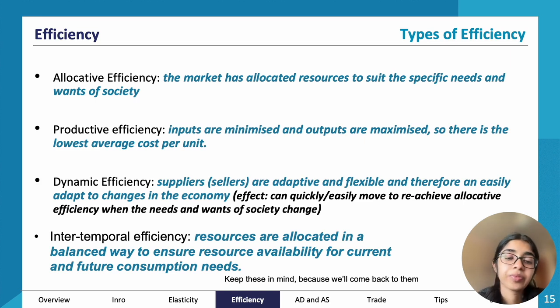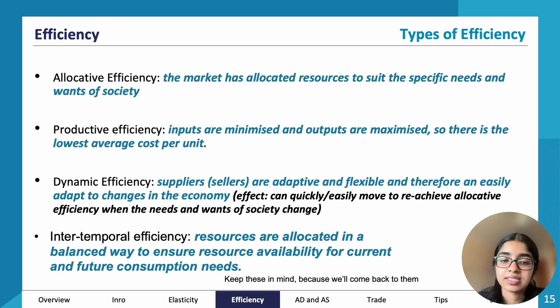Dynamic efficiency. So this is quite interesting. So think of dynamic. Dynamic means things are always moving. Things are always changing. So that's pretty much what dynamic efficiency is. So it's basically how quickly can producers shift their factors of production to produce goods and services that are actually in demand. So you want producers to be adaptive, you want them to adapt to the levels of demand in the economy, and you want them to shift resources.